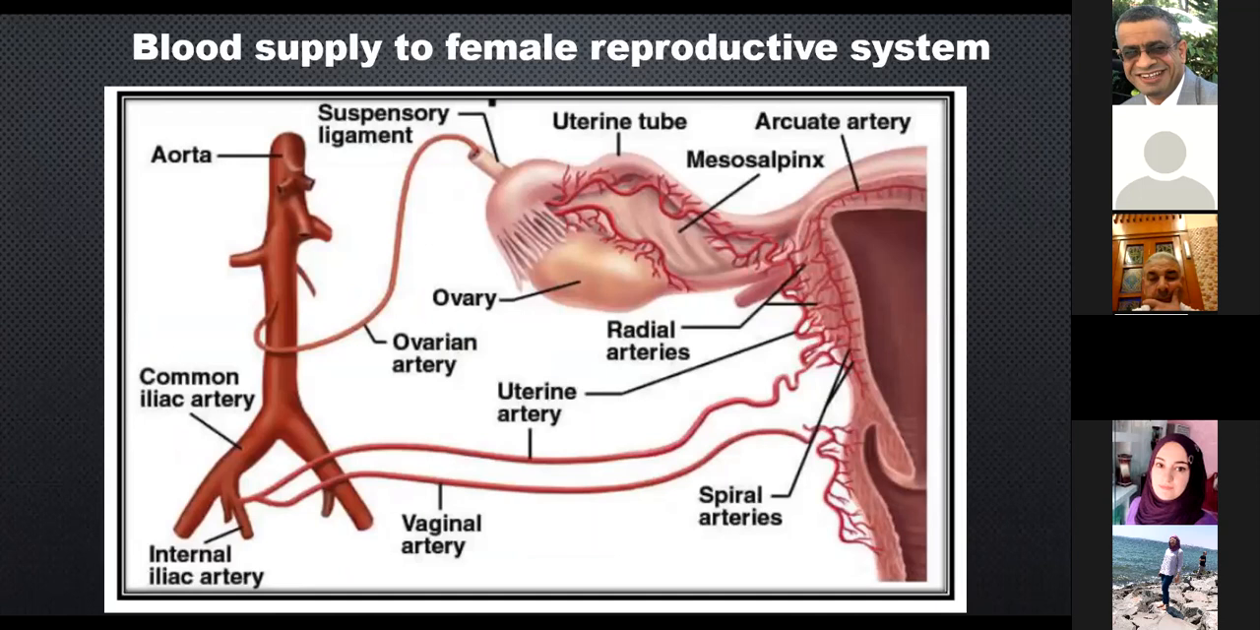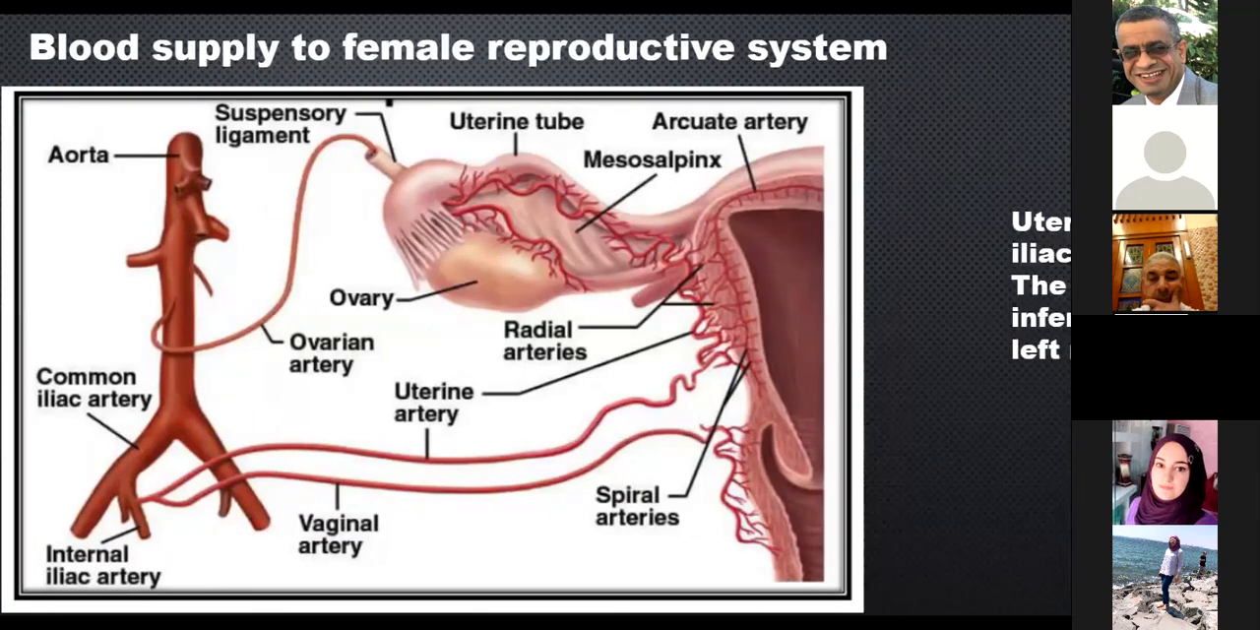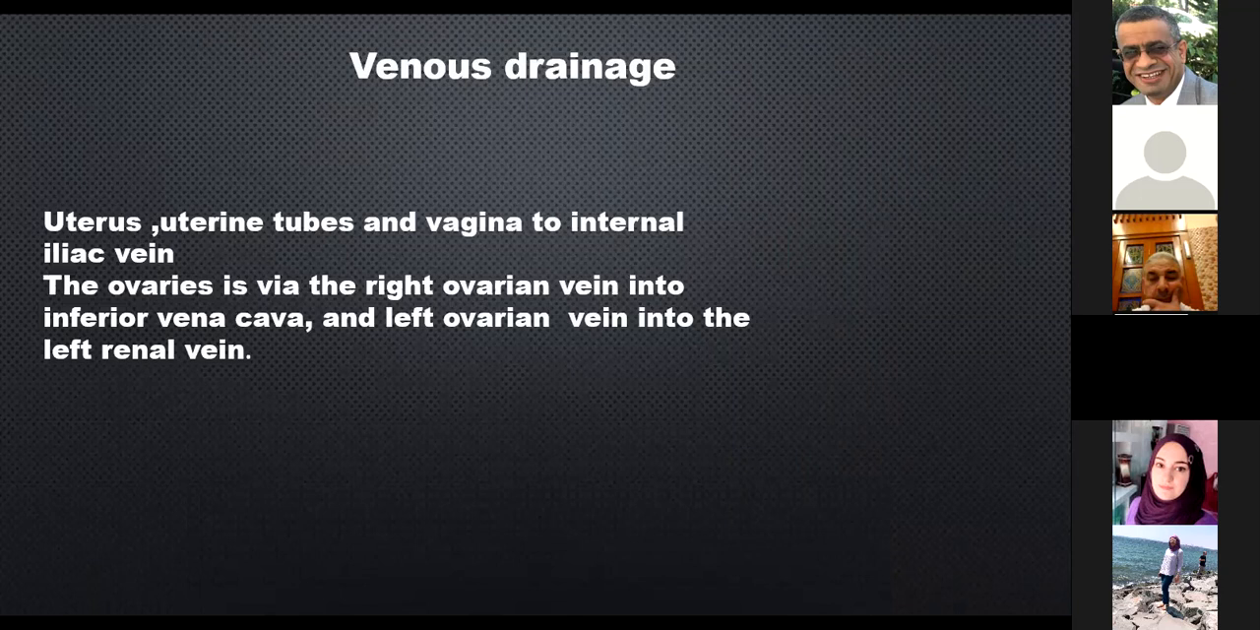The blood supply to the female reproductive system: we have the blood supply to the vagina and uterus through the internal iliac artery via the vaginal and uterine arteries, while the blood supply to the ovary is directly from the aorta via the ovarian artery. Venous drainage: the uterus, uterine tube, and vagina drain to the internal iliac vein, while the ovaries drain via the right ovarian vein into the inferior vena cava and the left ovarian vein into the left renal vein.